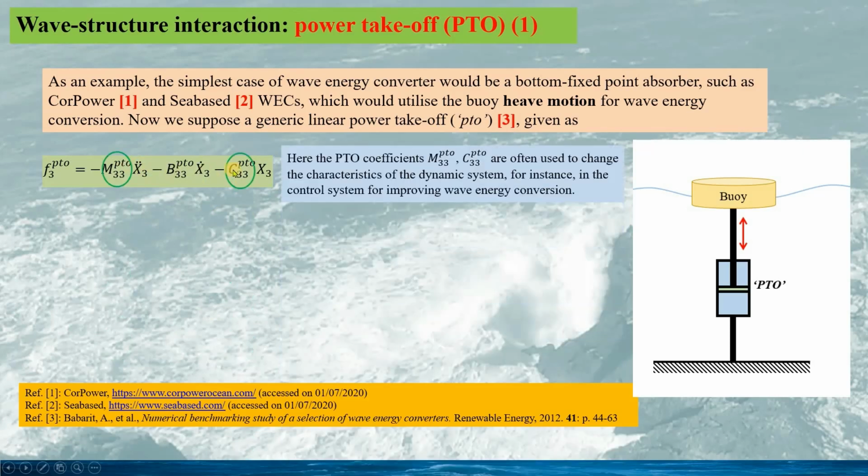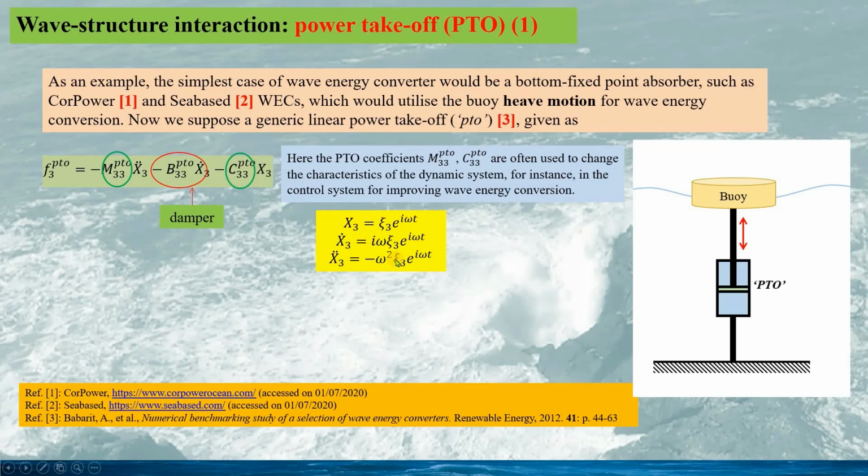Here, MPTO and CPTO are often used to change the characteristics of the dynamic system, for instance, in the control system for improving wave energy conversion. And BPTO is the coefficient of the PTO damper. The negative signs in the expression mean the PTO force would resist the motion.